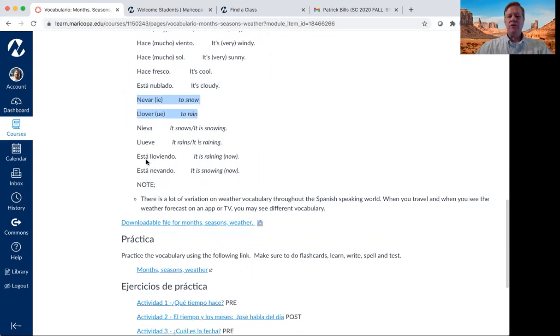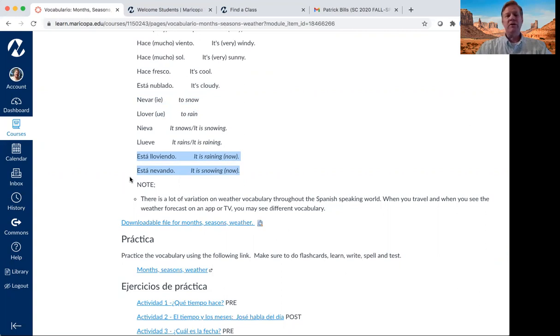Bien, and we can also use the progressive form that we will be learning later in this module, estar plus ando or yendo, está lloviendo, está nevando. We would use these to describe the weather as it's happening. So for instance, let's say it's snowing in Massachusetts, we would say está nevando in Massachusetts.